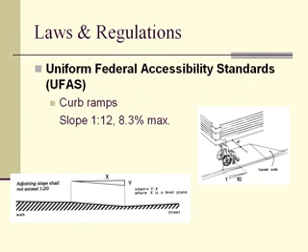1 in 12 is a ratio. Basically, for every inch of rise, you need a horizontal projection or a distance of 12 inches. So in 1 foot, it will rise 1 inch. As simple as that. 2 feet will be 24 inches, 3 feet, 36 inches, and so forth. Now, that is a maximum standard that is set.